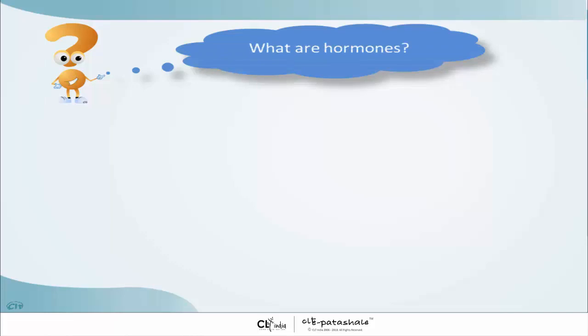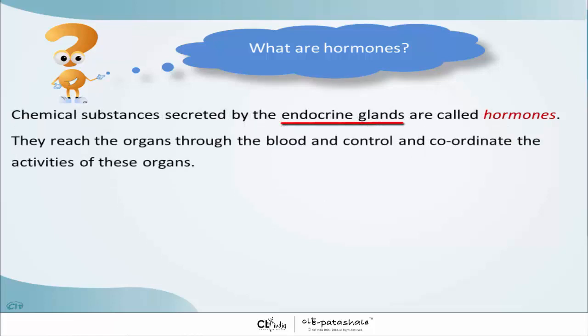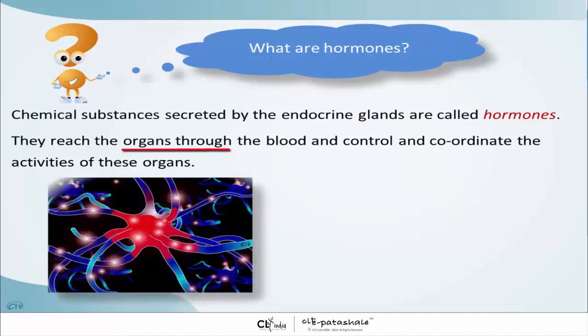What are hormones? Chemical substances secreted by the endocrine glands are called hormones. They reach the organs through the blood and control and coordinate the activities of these organs.